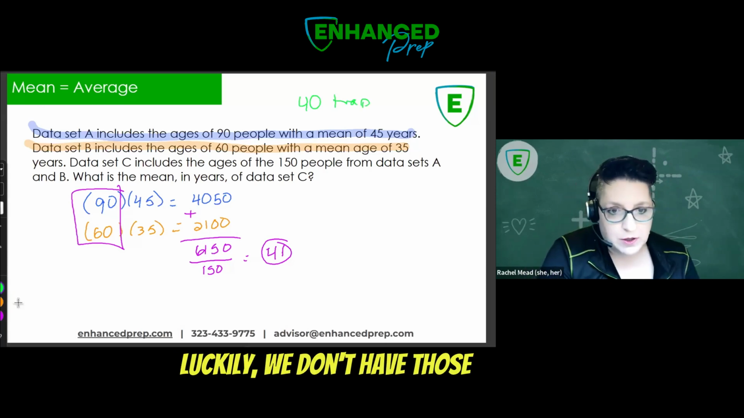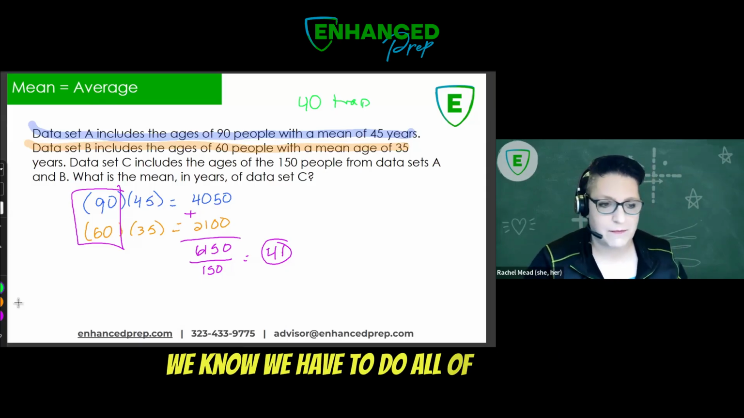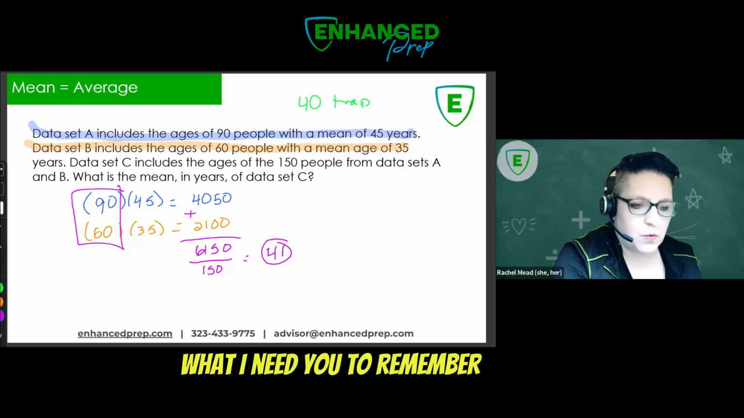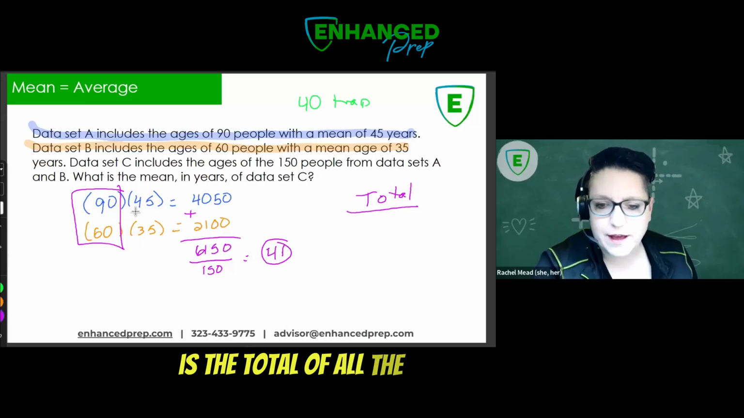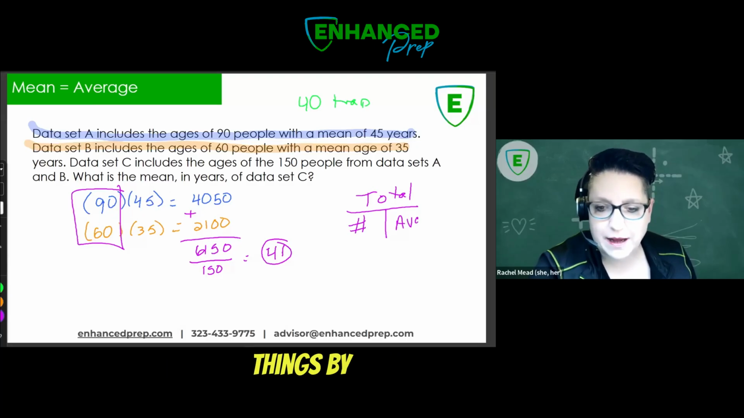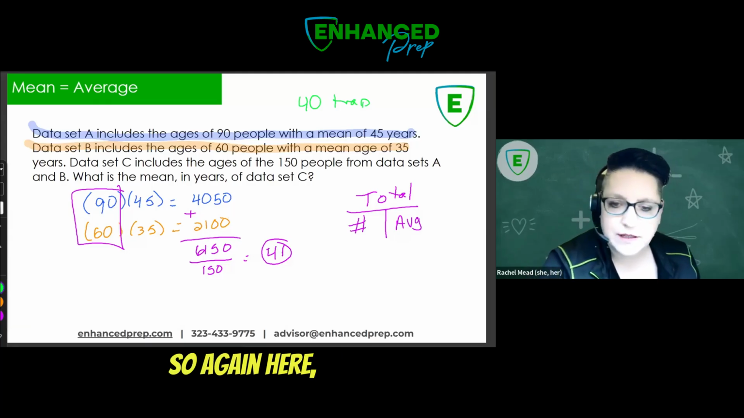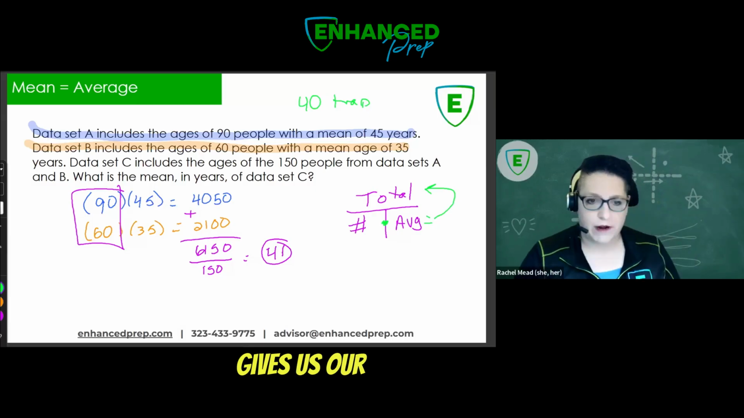Luckily, we don't have those multiple choice answers there to distract us, and we know we have to do all of the math. What I need you to remember when it comes to averages is the total of all the things we have comes from multiplying our number of things by our average. So again, this is multiplication of the number of things, and the average gives us our grand total.